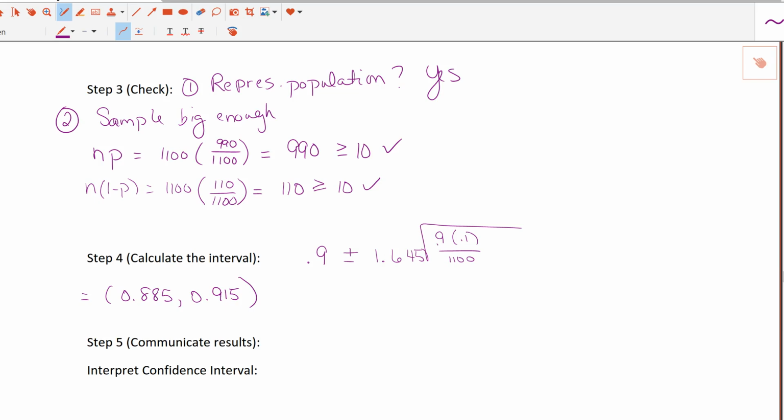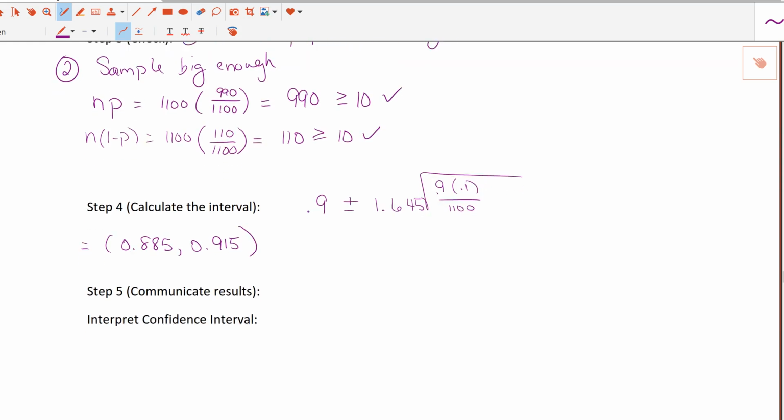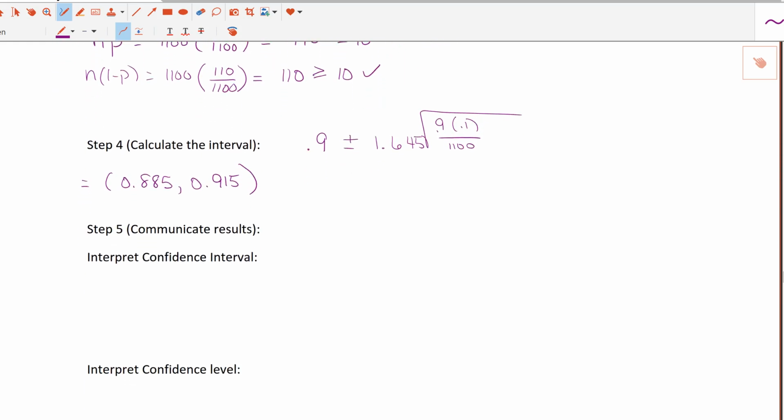So there's our calculated confidence interval. And now we need to do two things. We need to communicate our results by interpreting the confidence interval and interpreting the confidence level. And I know this is a pain, but you need to write out exactly like how I write this out. Okay? Because you need to be able to explain what this means.